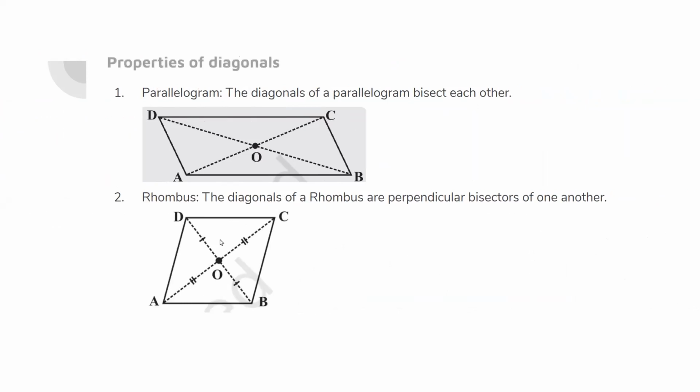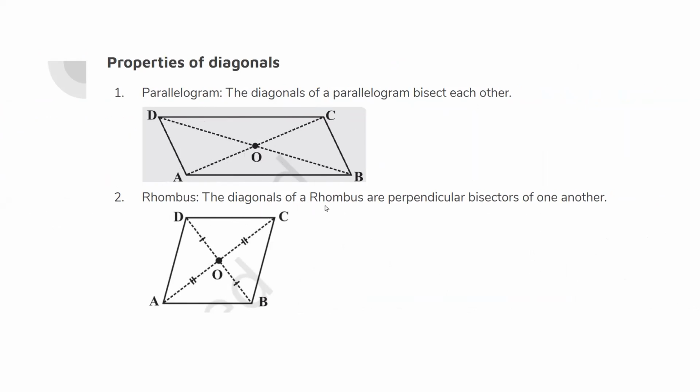Now we are going to learn the properties of diagonals of different quadrilaterals which we have learned. We have revised earlier, still we are joining all these together. First one is parallelogram. We know that diagonals of a parallelogram bisect each other. That is, in the given figure, AC is one diagonal and DB another diagonal. Both will bisect each other at the point O.